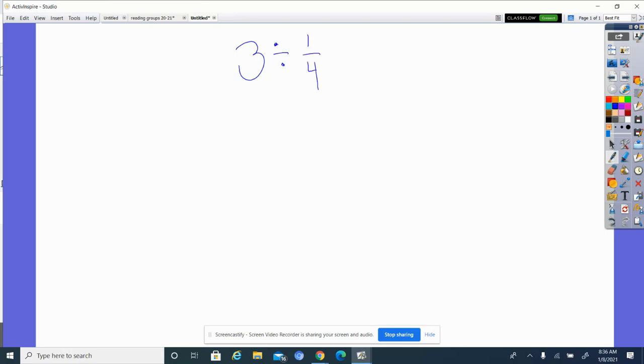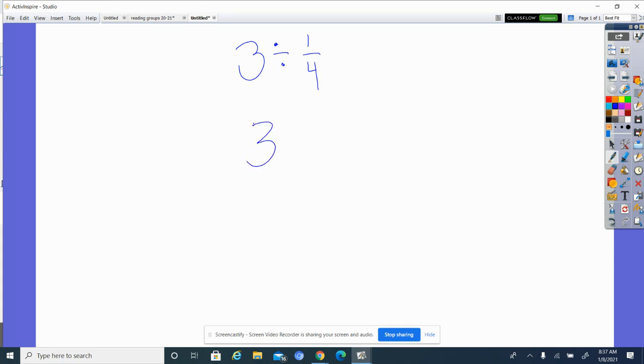Good. Could we model that? Yes. How would we do it? What did it look like? 3 whole split into 4 pieces, right? Okay. But there's something that Mrs. Brinkman does, a dot flip or something like that. I don't know. I like to say we invert and multiply. Okay? So what do we do?